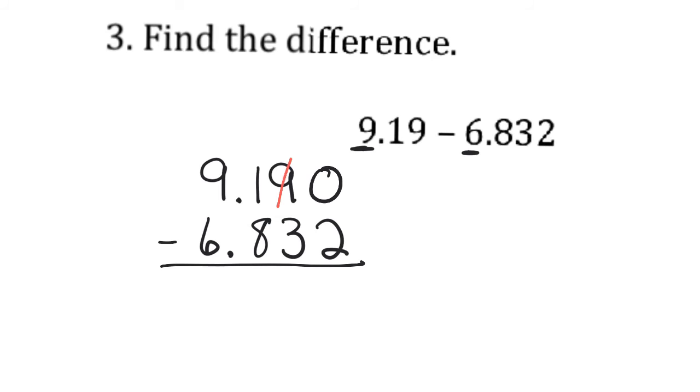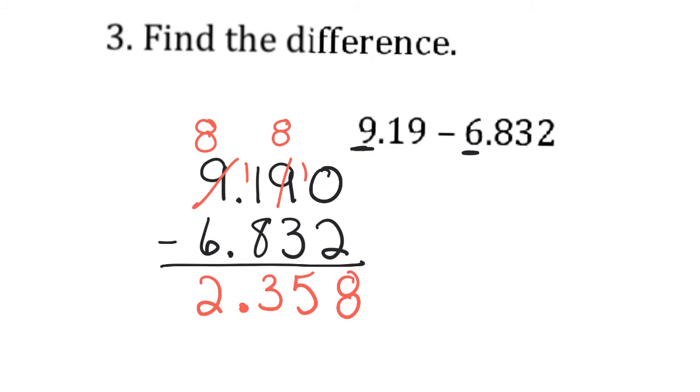So we are going to borrow from the 9, make this an 8, and now this becomes 10. 10 minus 2 is actually 8. 8 minus 3 is 5. And then once again, we have to borrow because we cannot do 1 minus 8 without getting a negative number. So we're going to borrow from the 9 and make this an 8, and now this becomes 11 minus 8, which is 3. Drop your decimal down, and 8 minus 6 is 2.